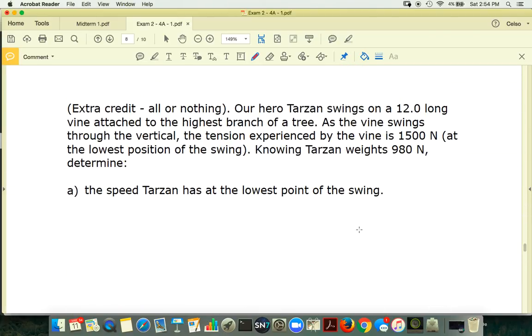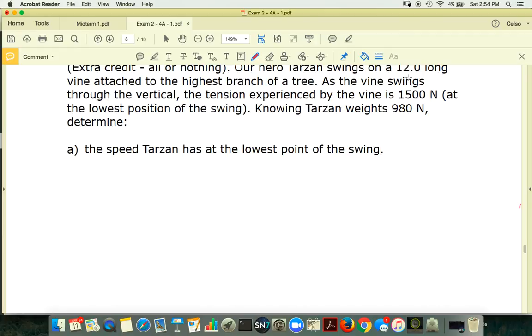Extra credit. Our hero Tarzan swings on a 12 meter long vine, oh, I forgot to put meters, excuse me, attached to the highest branch of a tree. As the vine swings through the vertical, what happens? So here's Tarzan, and then he goes through the vertical right there. What are the forces on Tarzan? He has his weight, 980 Newton. You have a tension force right there. The speed Tarzan has at the lowest point.